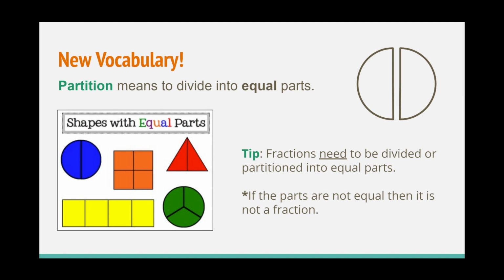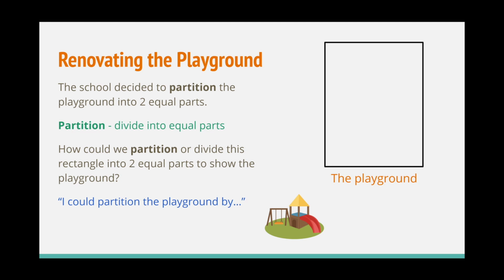So before we dive into this problem more, I'm going to teach you a new word, partition. Say that with me. Partition. Partition means to divide into equal parts. Fractions need to be divided or partitioned into equal parts. And we said this before, if the parts are not equal, then it's not a fraction. So going back to our renovation of the playground, the school decided to partition the playground into 2 equal parts. Remember, partition means to divide into equal parts. So your job is to think, how could we partition or divide this rectangle into 2 equal parts?